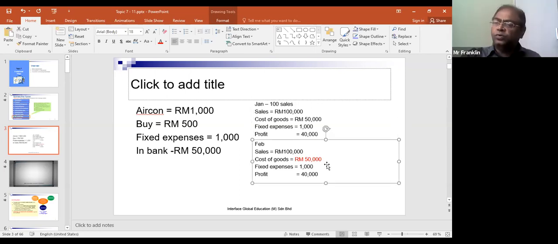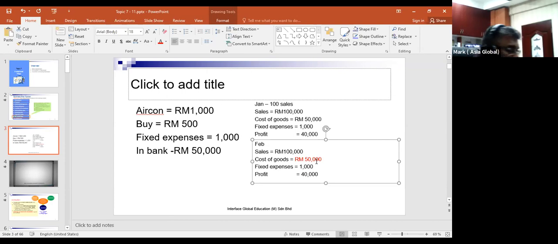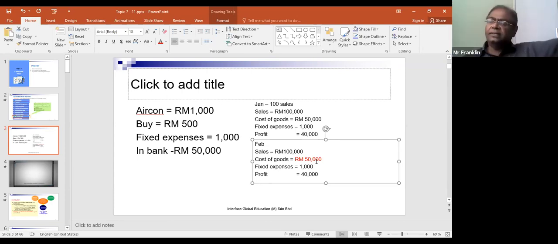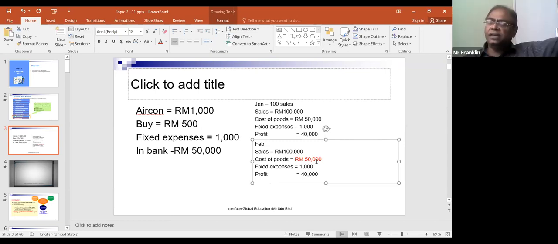Now the second month I also got good sales, 100 sales again. Cost of goods again 50,000. I had to pay the supplier. But how much money do I have in the bank now? No money. It's profit, right? No, it's not money. I got no money because I already paid the supplier, and I haven't got the money from the sales. So where do I get the money from?